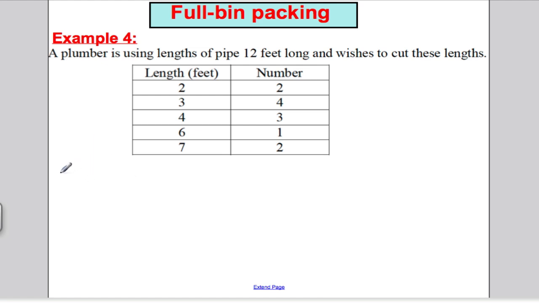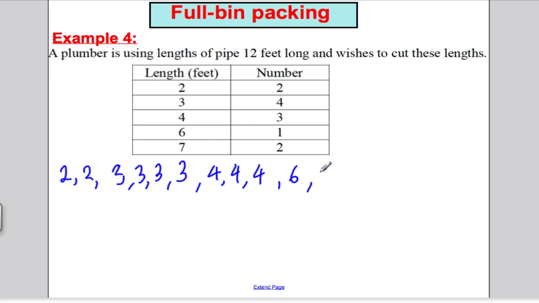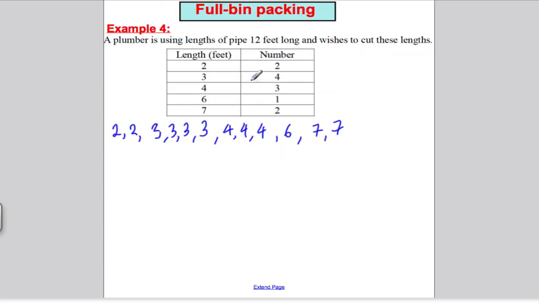Now, remember, we've got 2 twos, 4 threes. We've also got 3 4s, and we've got 1 6, and we've got 2 7s. Now the thing with this is to try and pair them so they make up 12.